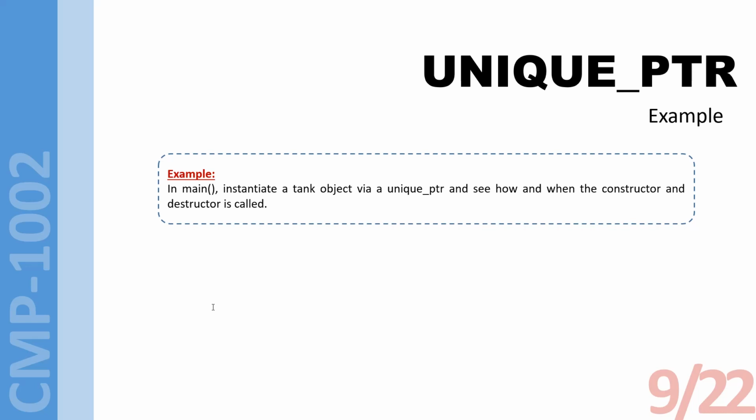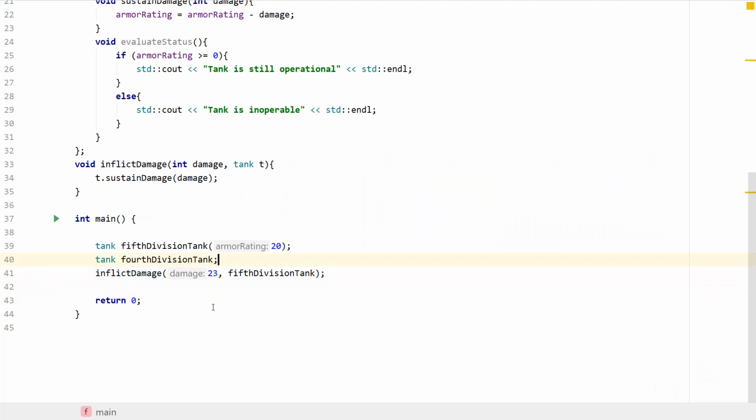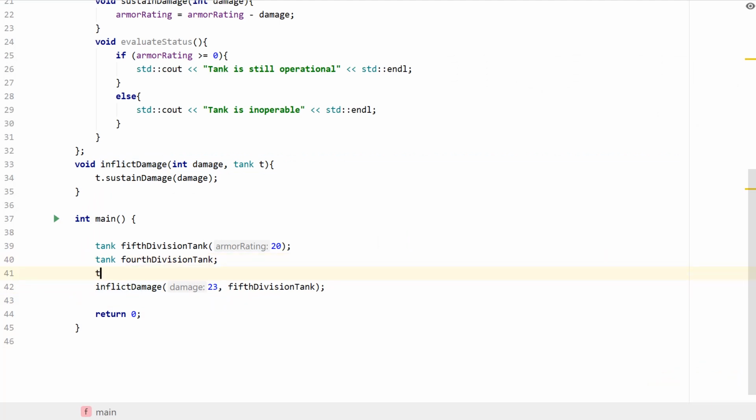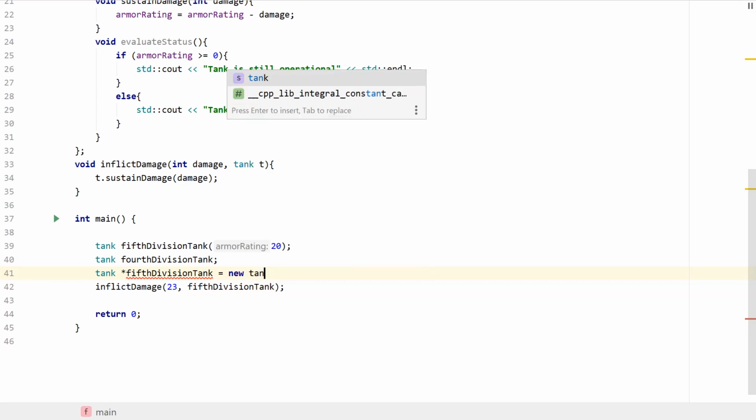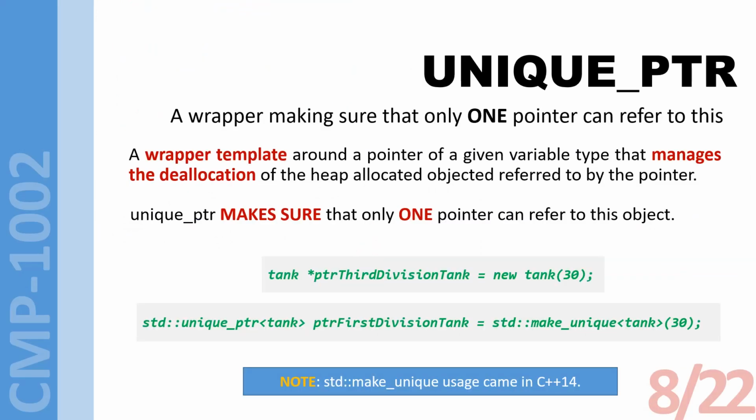Alright, let me write down and instantiate a tank object via the unique pointer, and see how the constructor and destructor are being called in the code. So here, this was the way when I would be opening up a regular pointer, right? 5th division tank, new tank 30. Nope, did I make a mistake? I might have made a mistake here. Let me cheat a little bit.